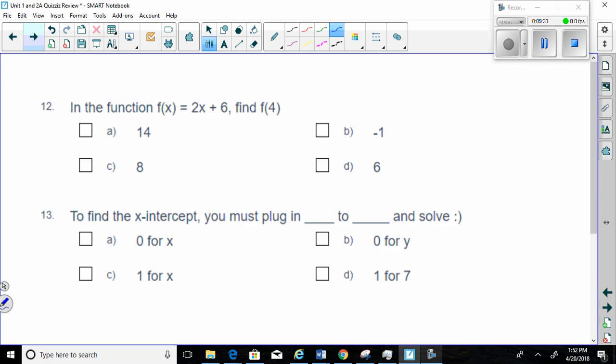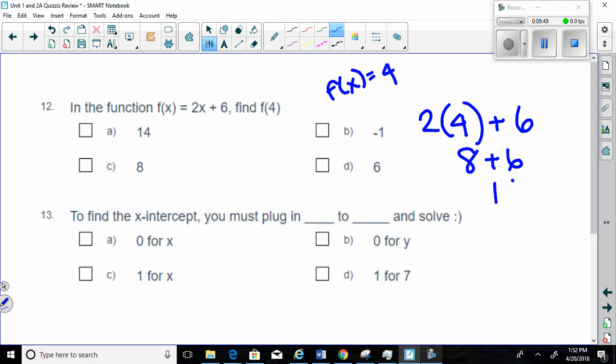All right. What does this mean? What am I doing here? You're plugging in 4 into x. And so if it said f of x equals 4, that would mean plug it in for f of x. But if it just says f of 4, you're just plugging it in for x. So what's 2 times 4? 8 plus 6? 14.